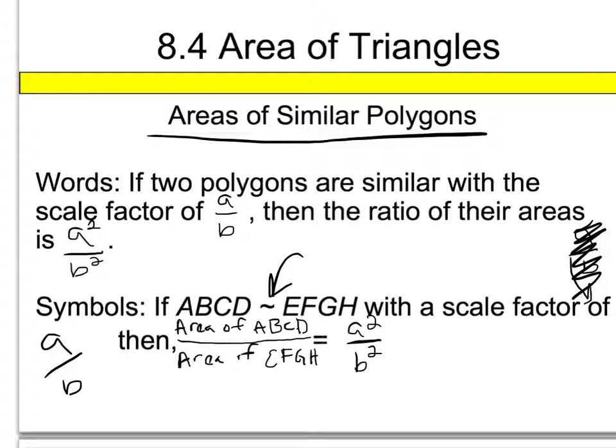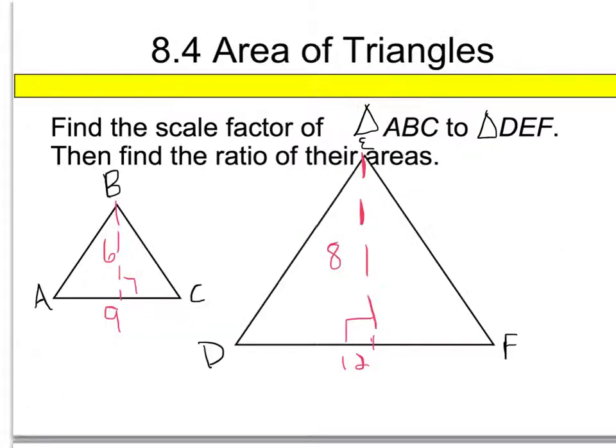Now, what in the world does that mean? The very first thing is you need to find the scale factor, and then what you're going to do is you're just going to square the top and the bottom number, your numerator and the denominator. So let's try one. Looking at this problem here, it says find the scale factor of triangle ABC to triangle DEF. Then find the ratio of their areas.